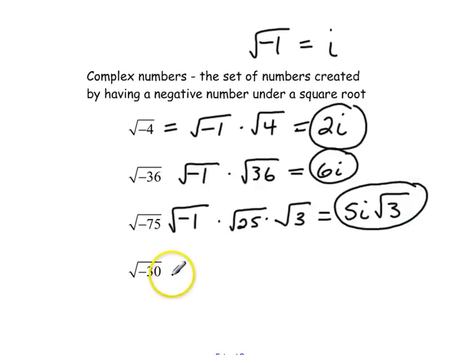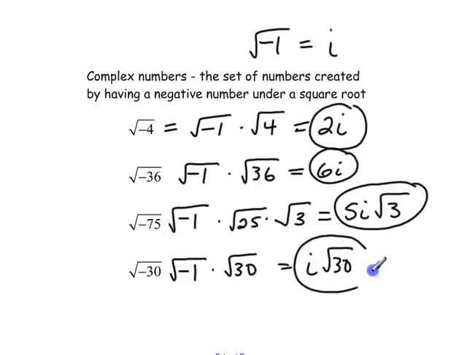For the square root of -30, we're going to take out the square root of -1, leaving us with the square root of 30. And then if we think about 30, are there any perfect squares that go into 30? There aren't, so the square root of 30 itself doesn't simplify, but we can take out the negative. So that's going to be i times the square root of 30.